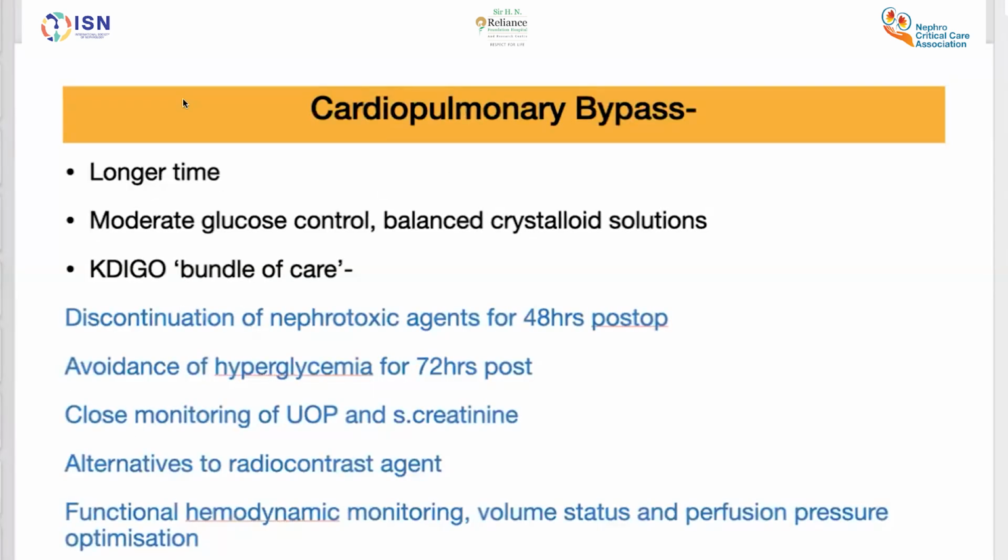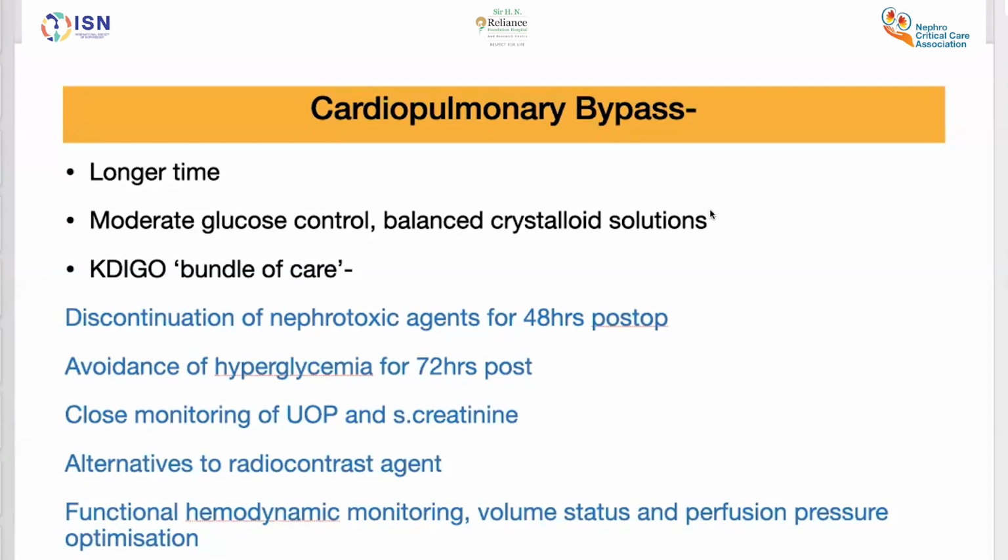Then acute kidney injury in cardiopulmonary bypass surgeries. The longer the time of cardiopulmonary bypass, the higher the risk of acute kidney injury. Moderate glucose control and balanced crystalloid solutions can decrease the risk of acute kidney injury in cardiopulmonary bypass.